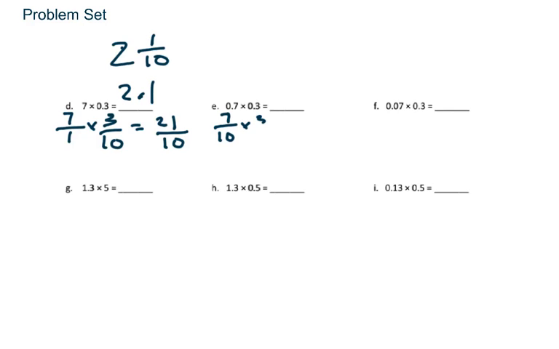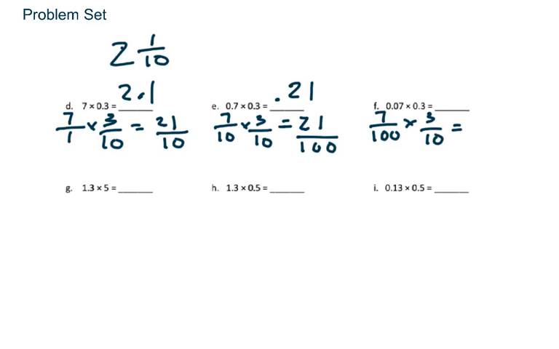7/10 times 3/10 equals 21/100. So this would be 0.21. And lastly, we have 7/100ths times 3/10. Again, we're still getting 21. However, we have 21,000ths, which as a decimal would be 0.021.